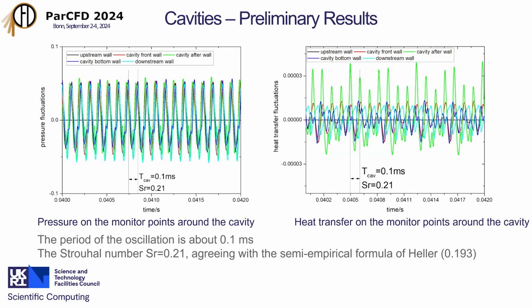The period of the oscillation is about 0.1 millisecond. There's a semi-empirical expression, which you can use, and that gives the Strouhal number of about 0.2. And in the theory, the semi-empirical formula gives about 0.19. So pretty good agreement on that.